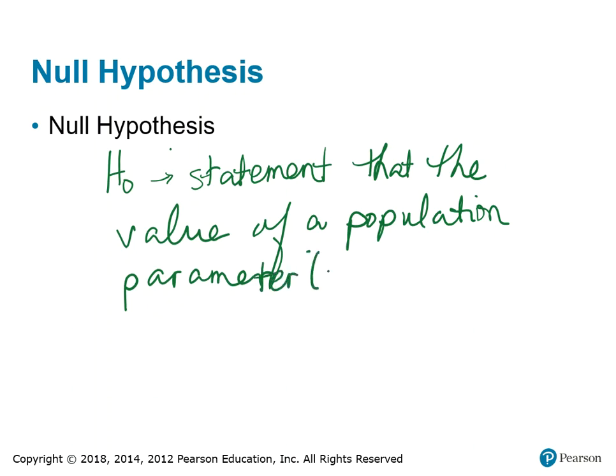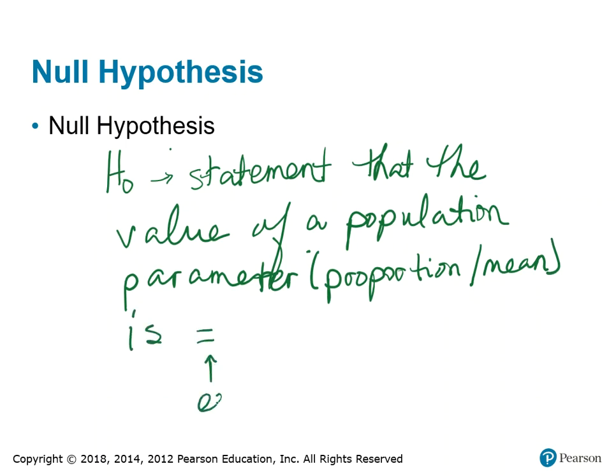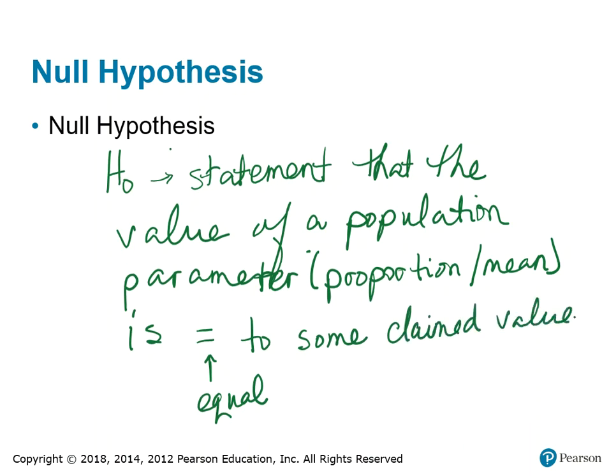and we are going to focus on proportions and means, is equal to a claimed value. Over these next few videos you will hear me say equal to, equal to, equal to. The null is always equal to. So I should never see you have a different symbol in the null hypothesis.